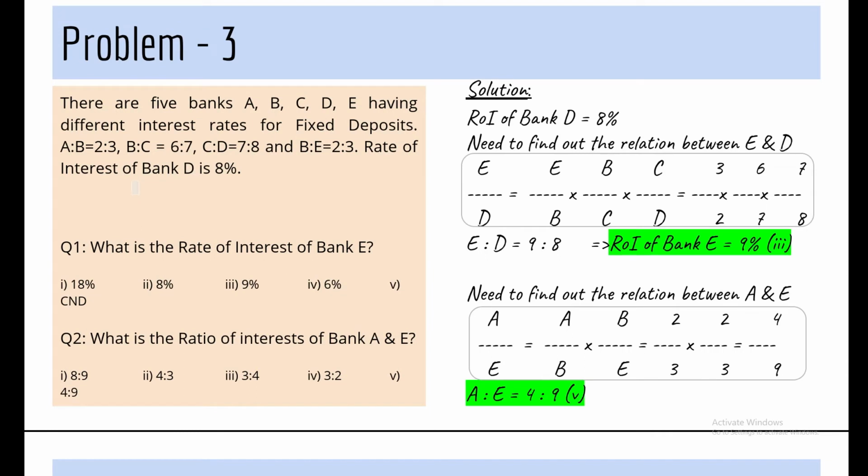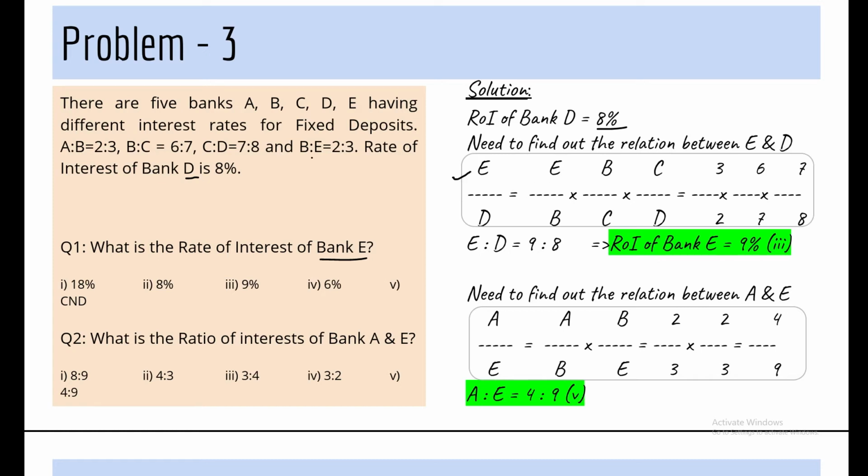So this is the solution. Here we are given the rate of interest of bank D, that is 8%, and need to find the relation between E and D. Why? Because we need to find the rate of interest of bank E, and directly we don't know any value for other banks. We only know the rate of interest of bank D. So we need to get a relation between E and D. For that, we just need to find the ratio of E and D. How can we get it?